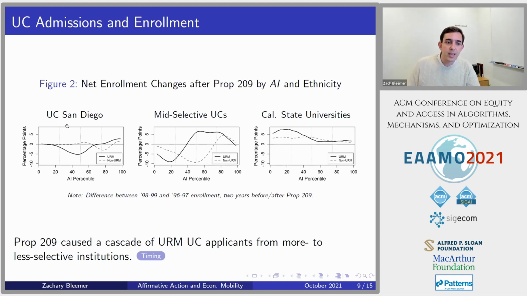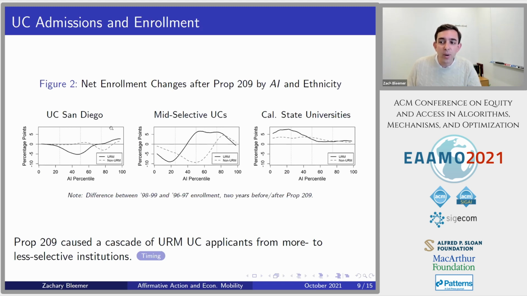So what I'm showing you here is a more selective, middle selective, and less selective group of California universities. In black, you can see across the academic index distribution, students' changed likelihood of enrolling at each of these sets of universities. And then in this gray line, you can see the change for non-URM students. Now, what you can see in this figure is that relative to non-URM students, among high academic index students, there was an increased likelihood of enrolling at UC San Diego.